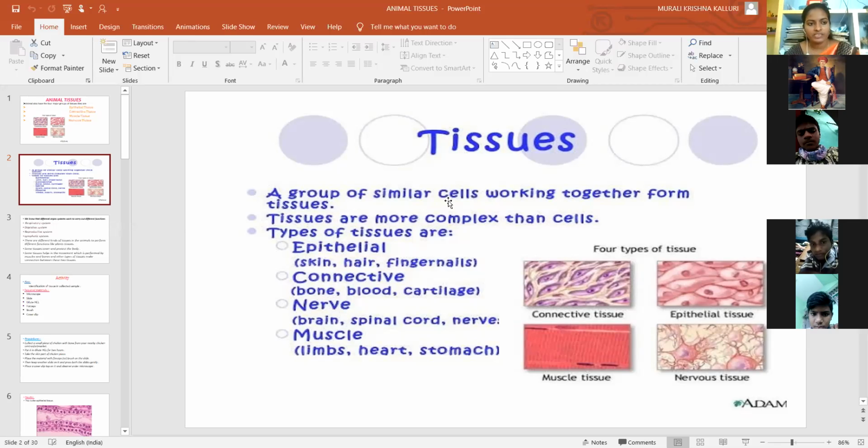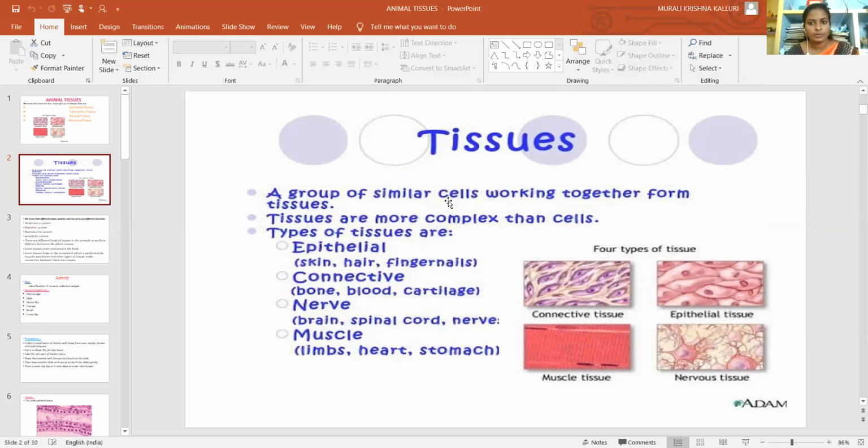The next one is the connective tissue. The connective tissue is present in bone, blood, and cartilage. Next, the nervous tissue. The nervous tissue is found in brain, spinal cord, and nerves. Next, the muscle tissue. The muscle tissue is found in limbs, heart, and stomach. Next one.